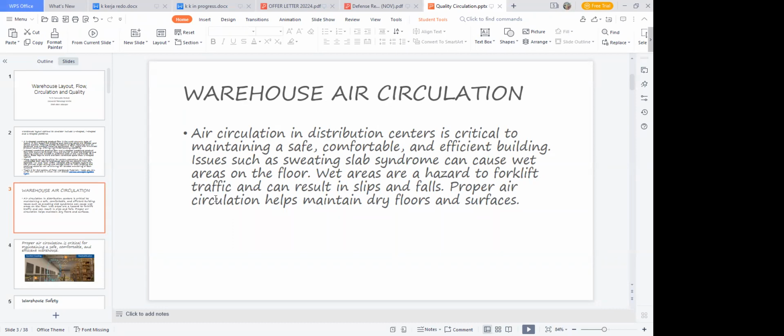Hazard and traffic: when you carry items using a forklift, of course we need space so the forklift can go ahead and go back with minimum danger or hazard to the other warehouse operators. And proper air circulation also helps maintain dry floors and surfaces. Okay, maintain dry floors.